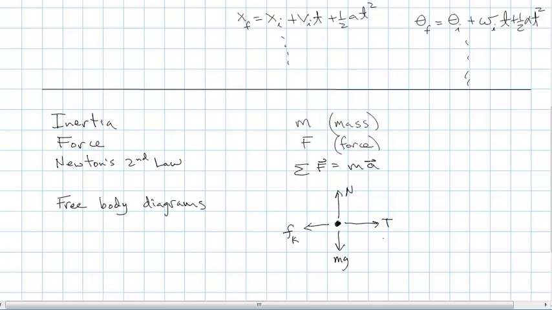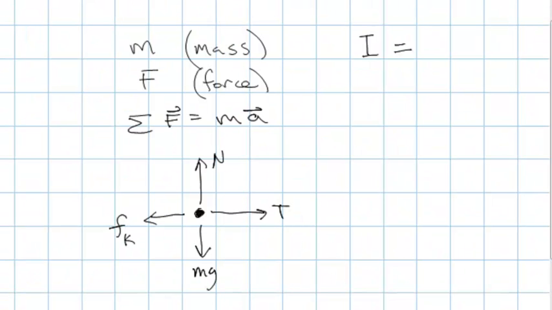Now we're going to look at this from a rotational motion standpoint. What is our inertia now? Instead of just mass, it's a little more complicated. It's not just the mass, it's where the mass is located with respect to the axis of rotation. We use I for rotational inertia, and that's going to equal the mass times the square of the distance between the mass and the axis of rotation, mr squared, for a point mass.